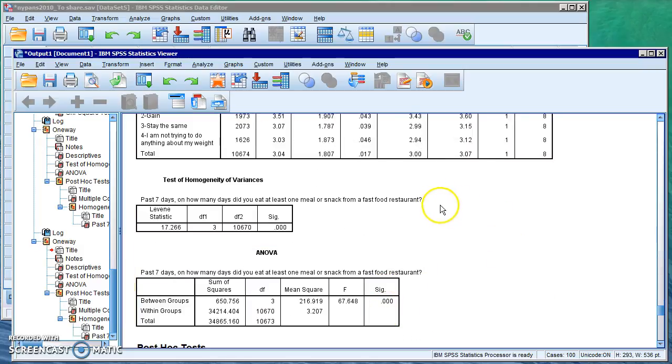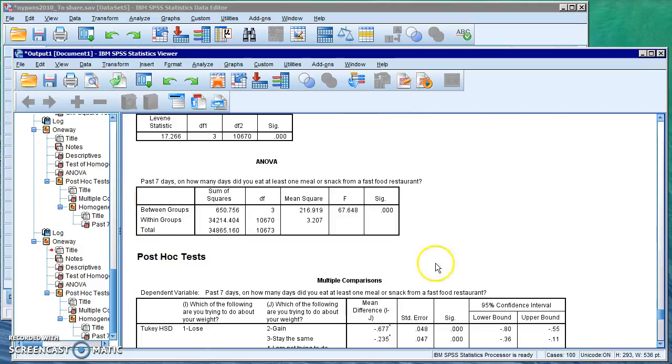Everyone in this analysis had at least one person who had 0 days that they ate fast food. And then we go on to our ANOVA. And here we look at our F test, and that is 67.648. And then we look at our significance. If this was above 0.05, we would stop. We wouldn't look any further. But since it isn't, we can go ahead and look further.